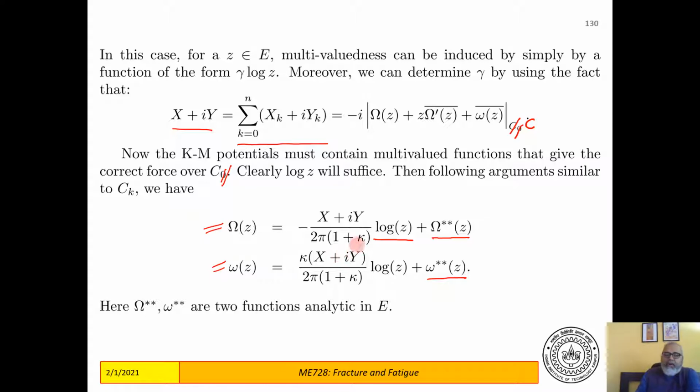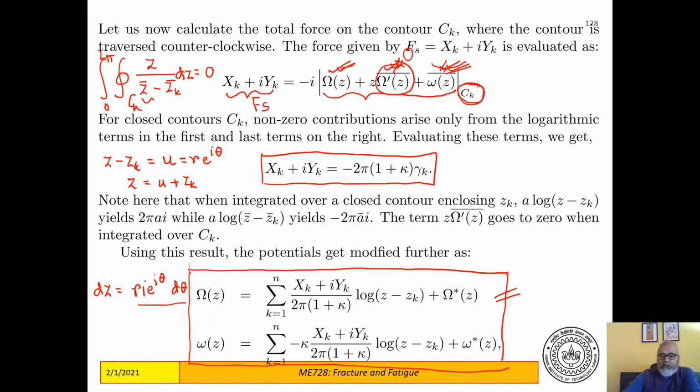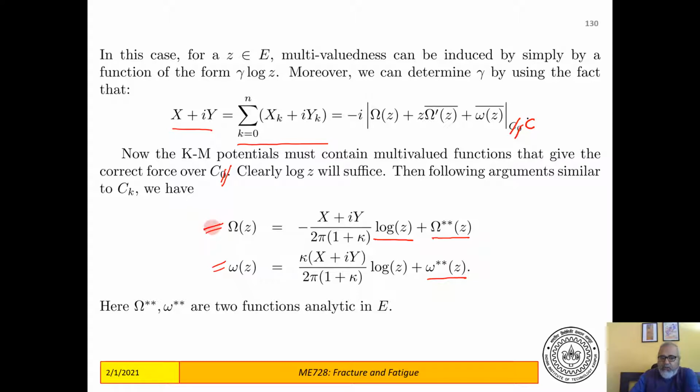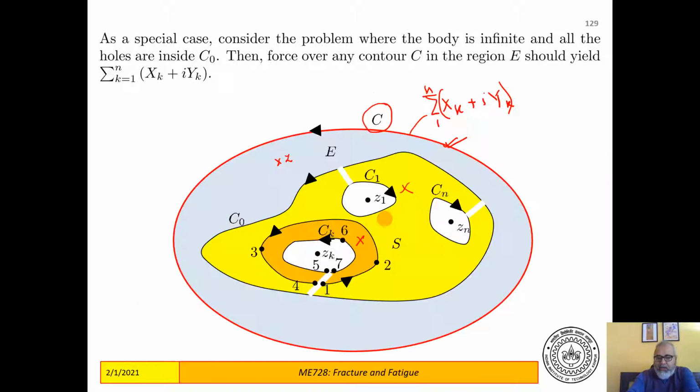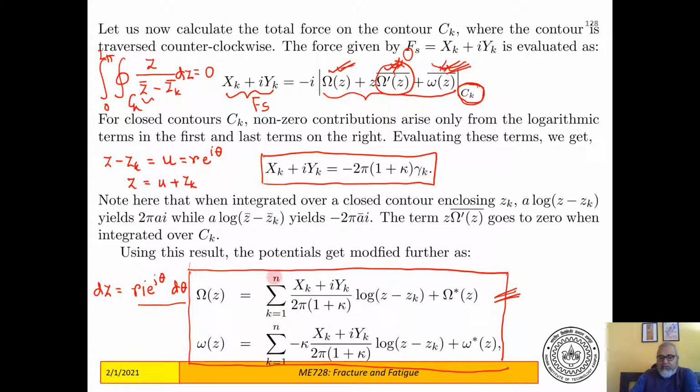These are the forms of the function far away from the holes, and this is the form of the function in the region close to the holes. The functions are essentially the same, except that far away from the holes, all the zk's are small compared to z, so these reduce to log z, because mod zk is small compared to mod z. As you go away from the holes, these z minus zk's all reduce to log z. The constant remains the same, except that now you have the total summation of the loads here. Earlier you had this summation here.